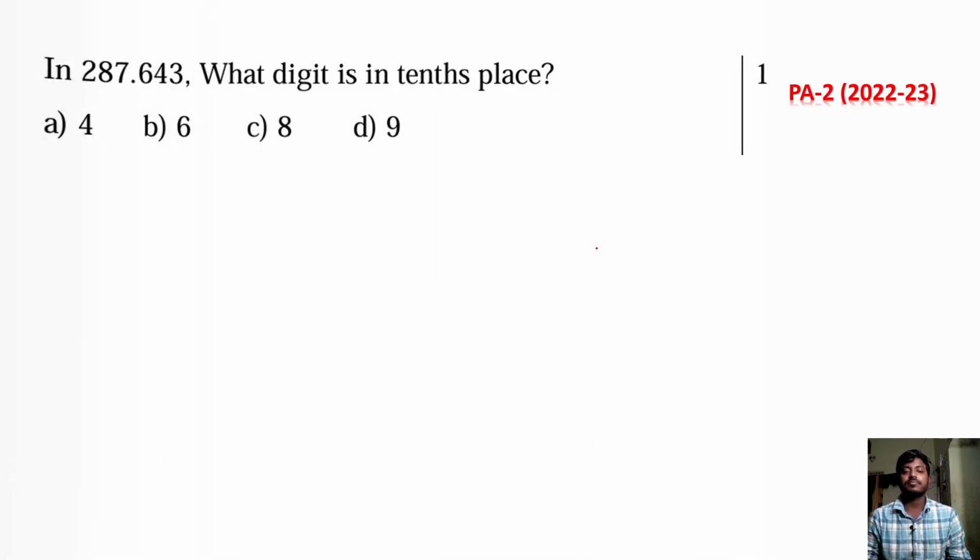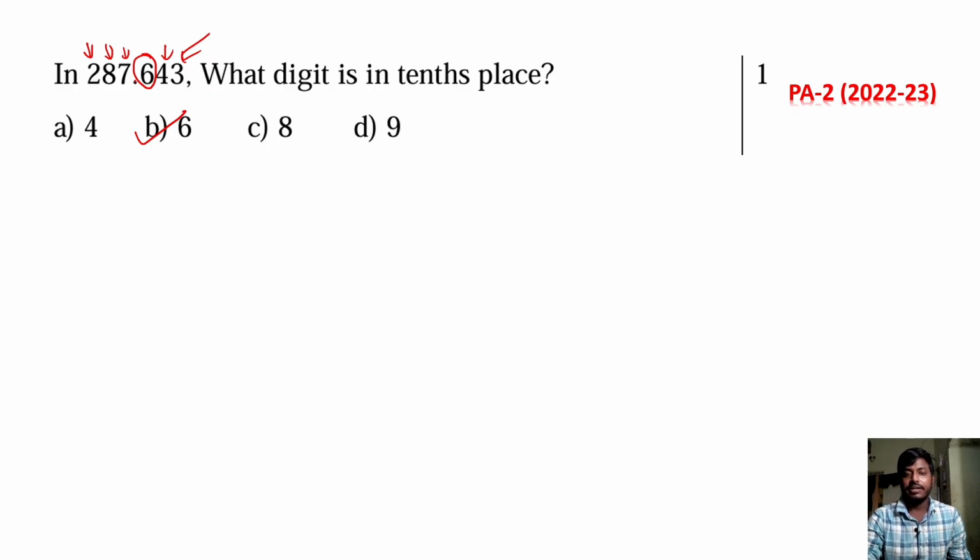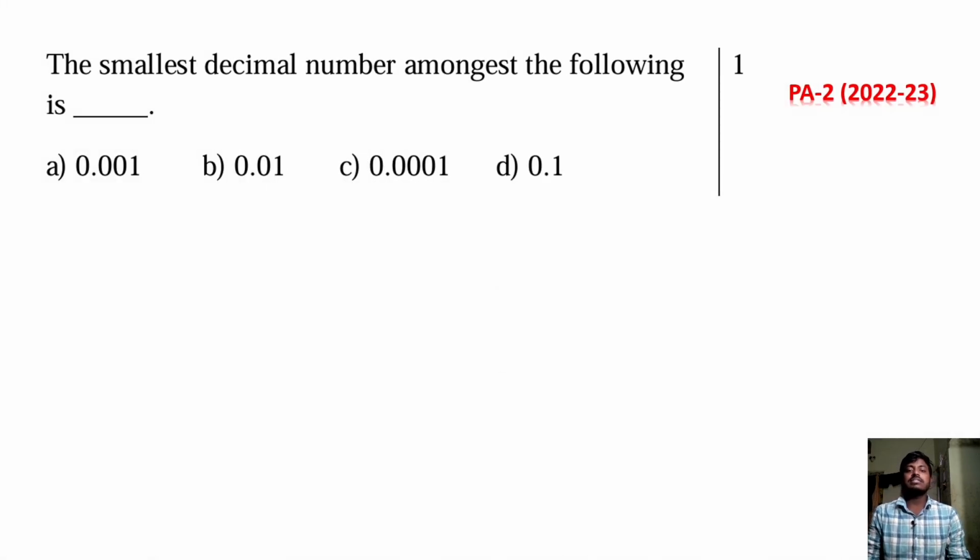Next question. In this number, what is the digit in the 10th position? 10th position means after the decimal, which digit? That is the 6. If the question asks what is the 1000 position or 1000 place, the answer is 3. If the question asks what is the 100 position, the 100 position is 2. Tens, that is 8, and 7 is ones, 6 is tenths, here is the hundredths, and the 3 is the thousandths. Okay. Next, the smallest decimal number amongst the following.